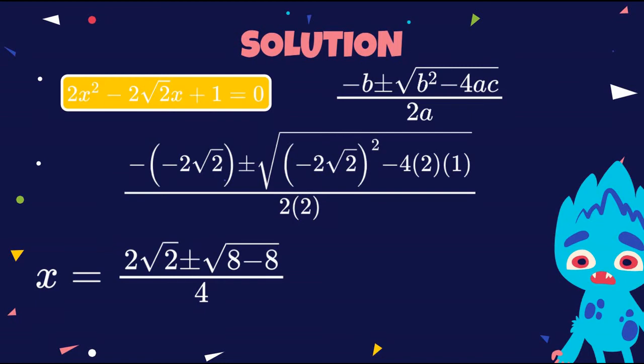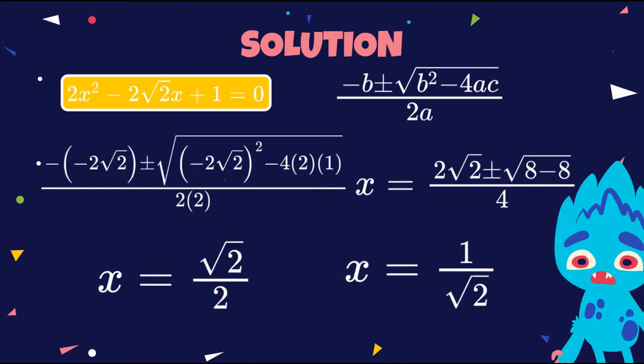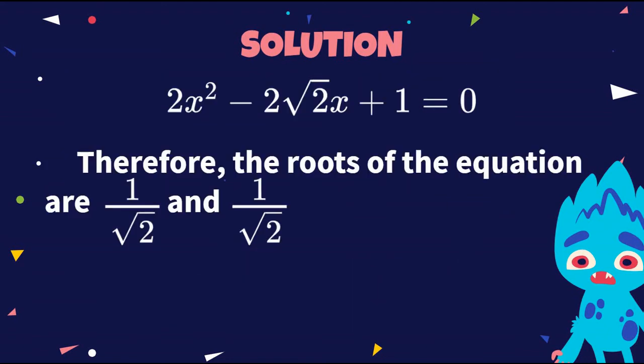8, divided by 4. As you can see, we can simplify it further, as 8 minus 8 would of course be 0. So as we have taken it as 0, the value of x would be 2 root 2 by 4. As you can see, you can just cancel out the values of 2 and 4, and it is going to become root 2 by 2. Still, you can simplify this further because we can write 2 as root 2 into root 2, and then we can cancel one root 2 with another root 2, and then we'll get the value of x is equal to 1 by root 2. So this is the final solution that we are getting. Therefore, the roots of this particular equation 2x square minus 2 root 2x plus 1 equal to 0 are 1 by root 2 and 1 by root 2.